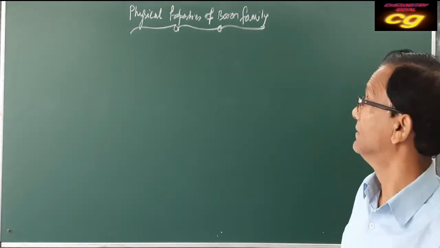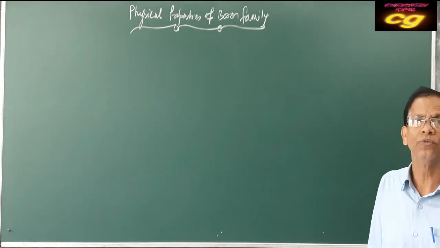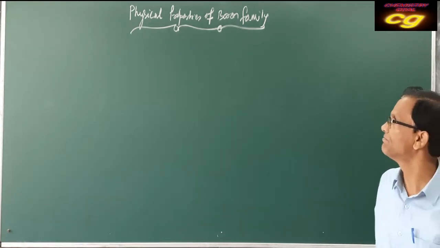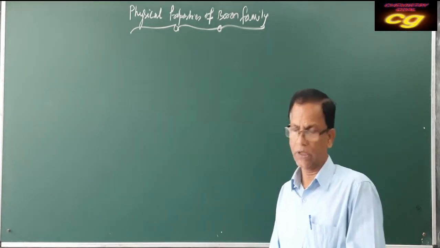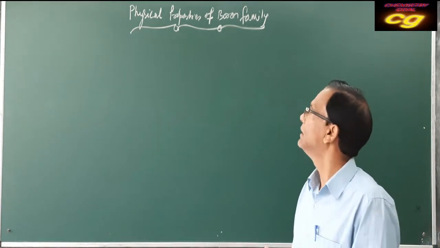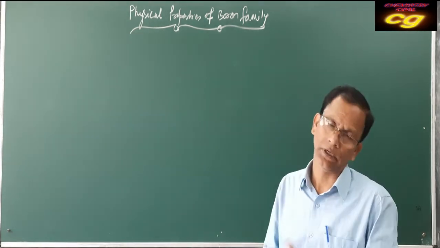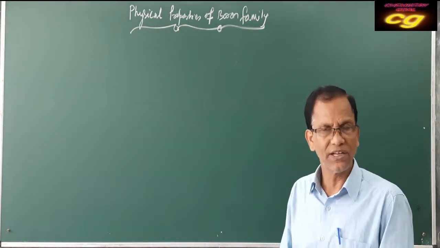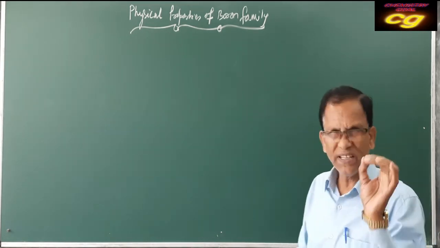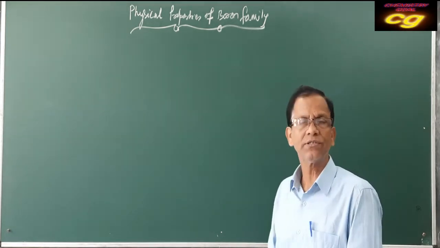Hello students, now we are going to discuss the physical properties of the boron family, that is group 13. You know that group 13 to 17 are almost all non-metals. They behave just opposite to the metals, group 1, group 2 and the transition metals. So what are the important properties of group 13 elements, that is the boron family?